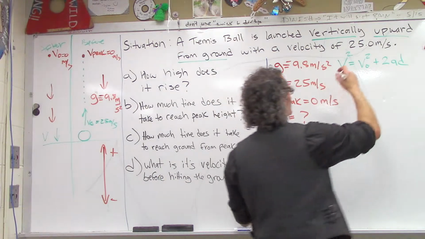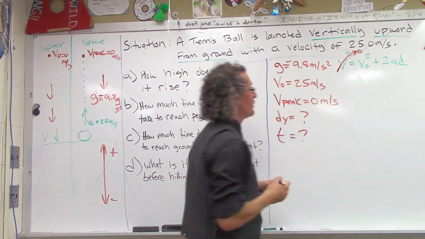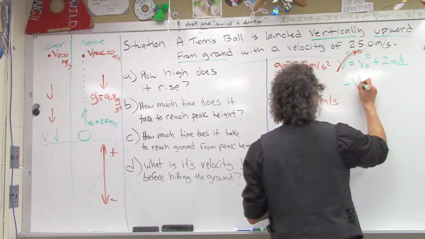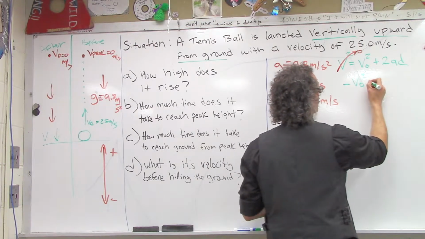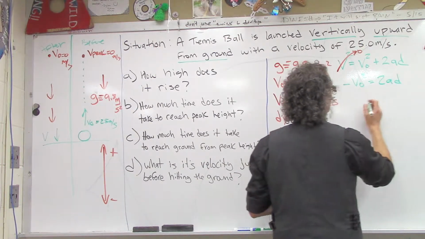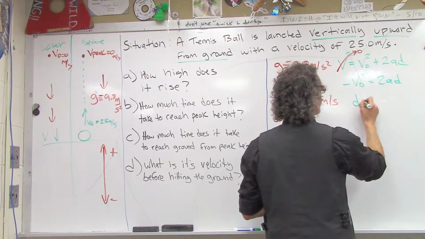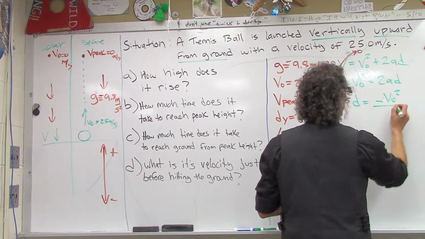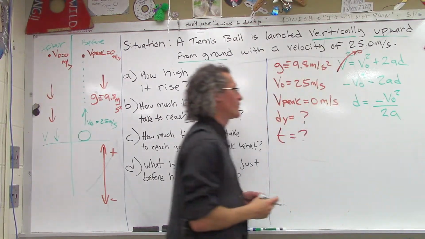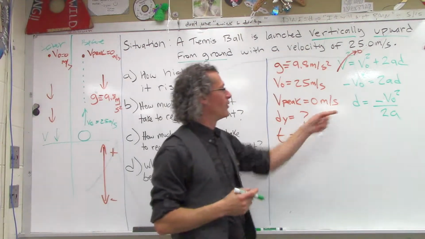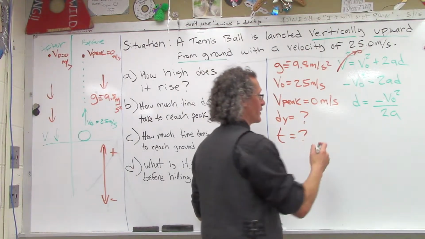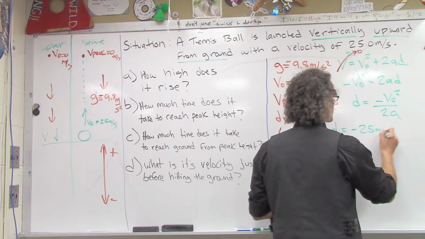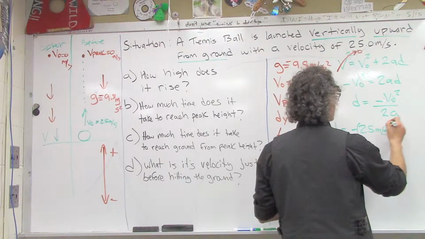So I'm free to do this, and now solve for d, okay? So we have negative v naught squared, I subtract it from both sides, equals 2ad, and therefore d equals negative v naught squared over 2a, and that'll give it to me. All right, so what is the value? Well, I'll plug in now. We have d equals negative 25 meters per second, and that thing is squared with a negative on the outside.